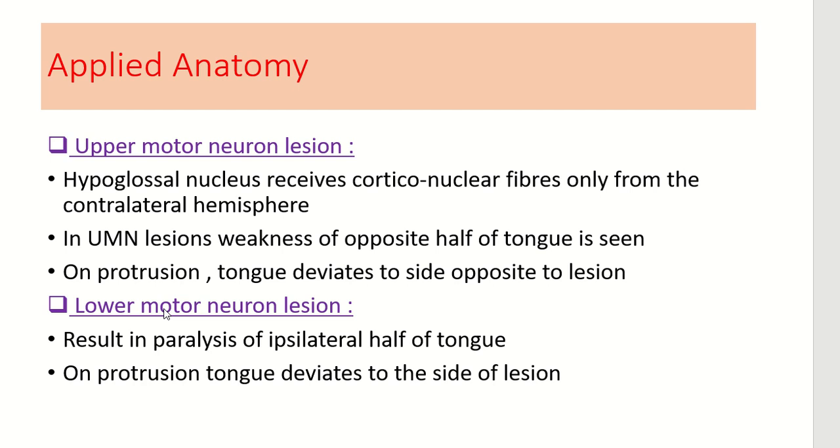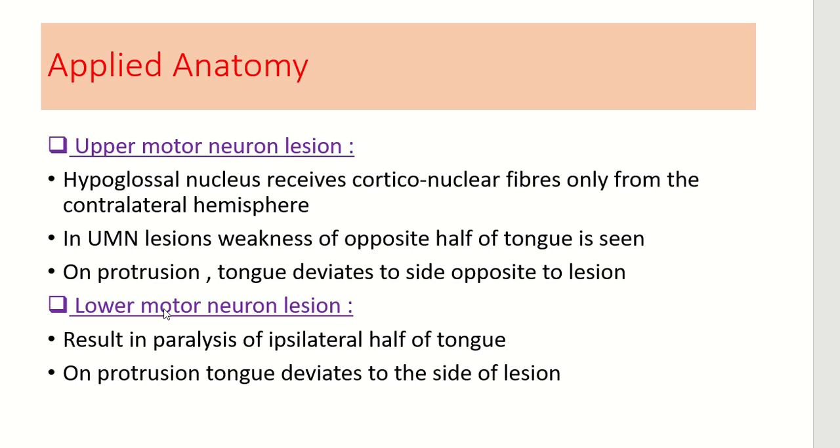So next, coming to the last part, that is applied anatomy. Hypoglossal nerve injuries can happen at the upper motor neuron level and at the nuclear or below the nucleus level. If it is happening above the nucleus level, that is, if there is an upper motor neuron lesion, we should know that this hypoglossal nucleus is receiving the corticonuclear fibers only from the contralateral hemisphere. So if, for example, the left side corticonuclear fibers are damaged, the right half of the tongue will be paralyzed.